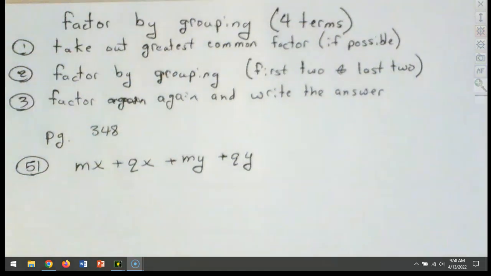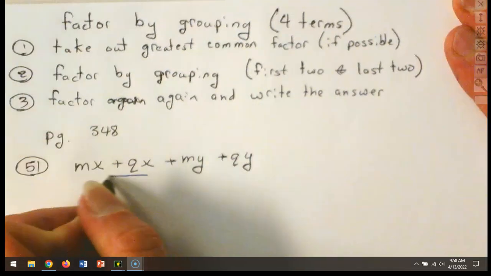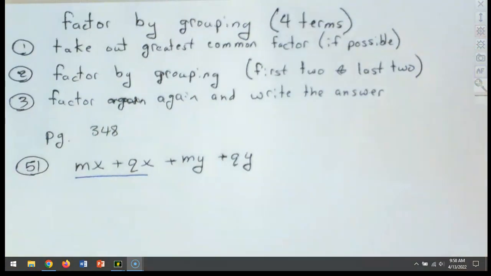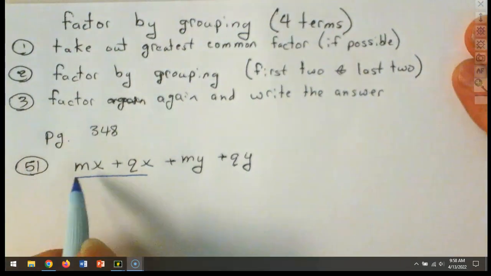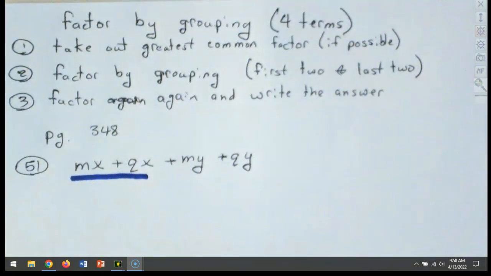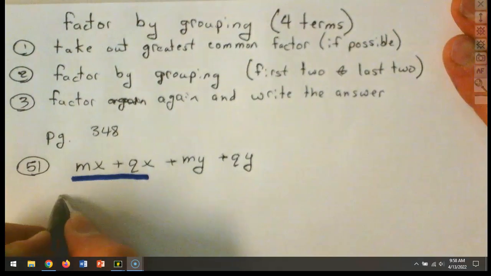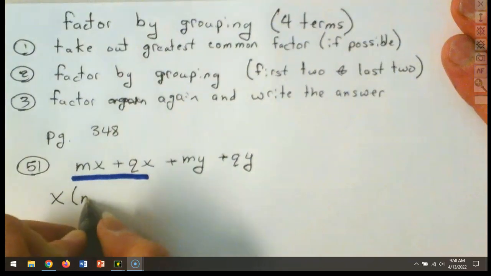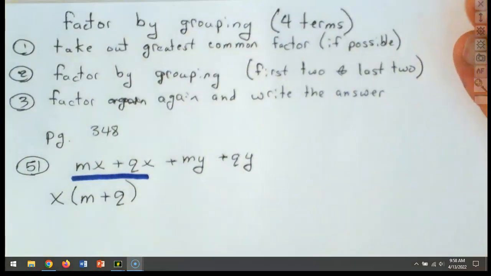Step number 2 is we factor by grouping. So we group the first 2 pieces together and the last 2 together. So let's talk about the first 2 pieces here. I'm going to use a different marker so we can actually see what we've got here. This way it's easier to see. Look at what I've got underlined. That's the first 2 pieces. What do they have in common? What can I factor out of what I've got underlined? Can someone tell me? X can come out. So X comes out, and that leaves me with an M plus Q. That's the first 2 pieces.